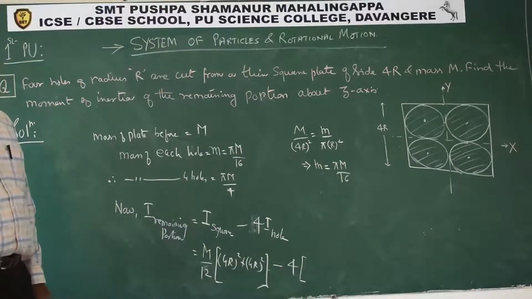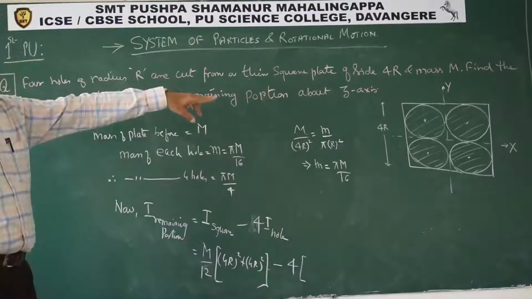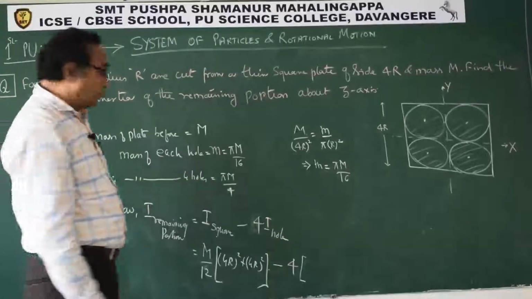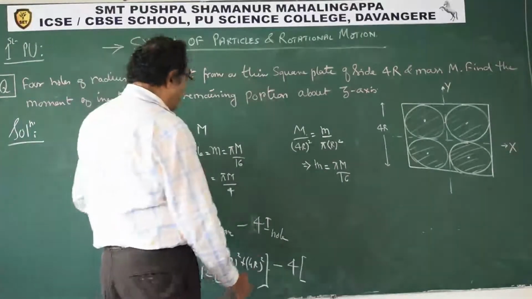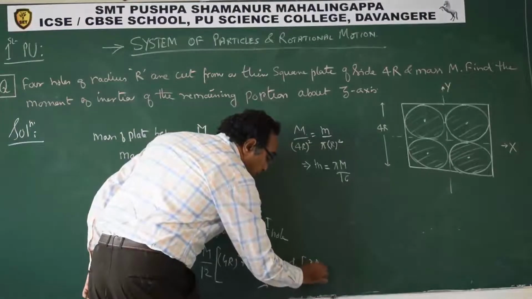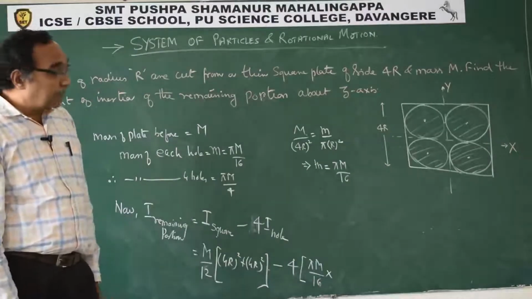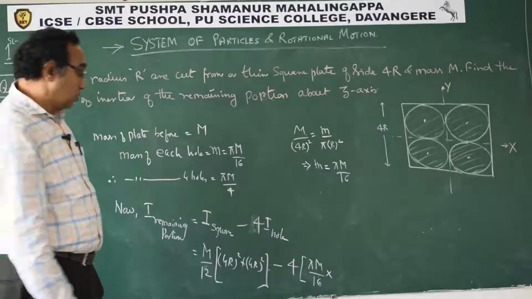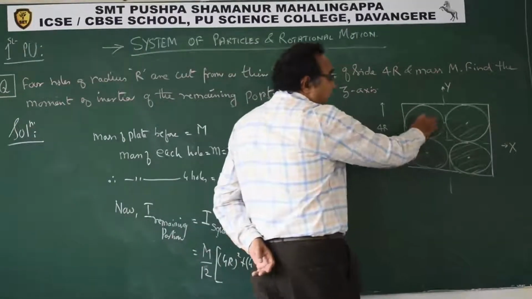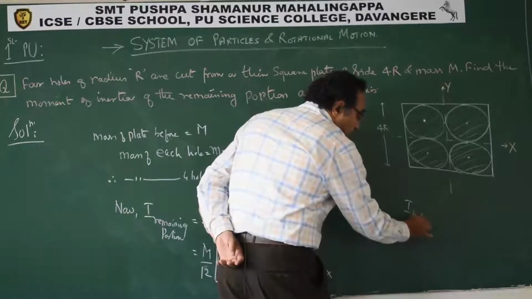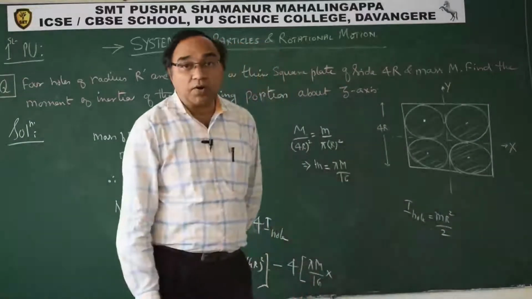What is the moment of inertia of each hole? Since it is a disc that is cut out, it is not a ring, so it will be m r square by 2. What is mass of each? So it is pi m by 16 into what is the radius of each hole. So we want to find radius of each hole. This will be about center. I hole is m r square by 2. This is what we have as about the center.